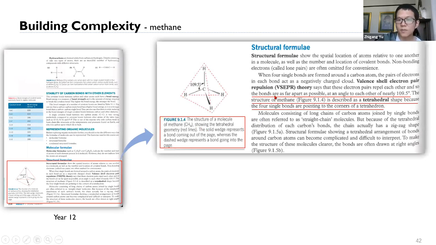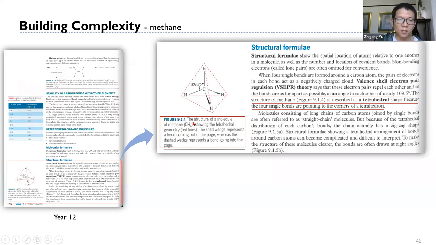it shows the geometry. For example, the bonds are as far as possible at an angle to each other of nearly 109.5 degrees. So here it describes the covalent bond angle. And they also use the structure method to describe a tetrahedral shape, because the four covalent bonds are pointing to the corners of the tetrahedron.